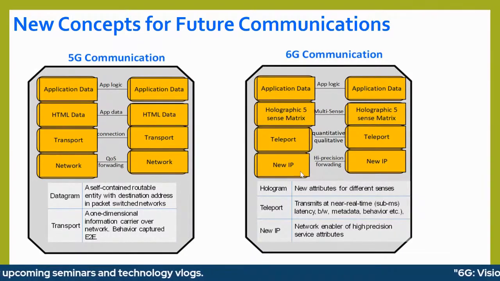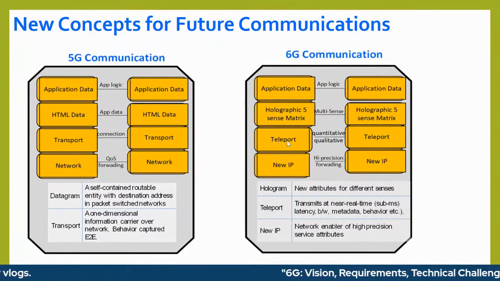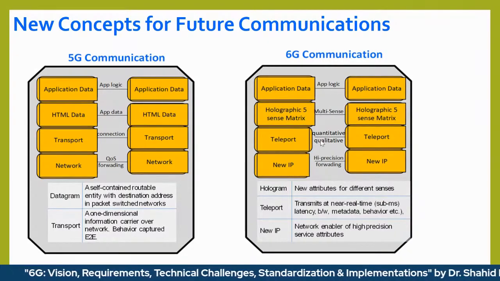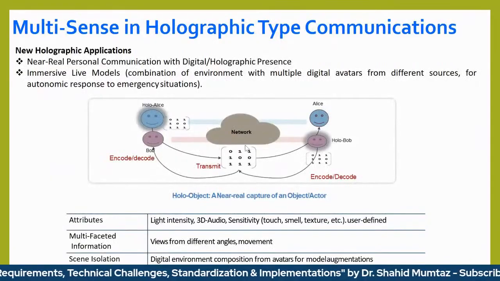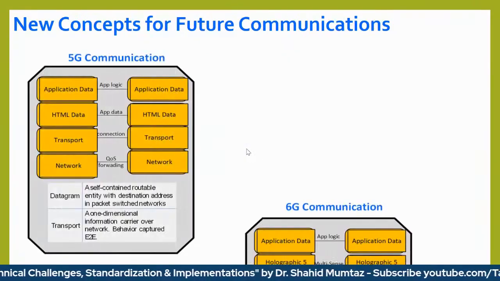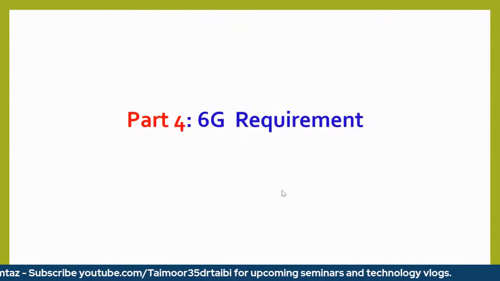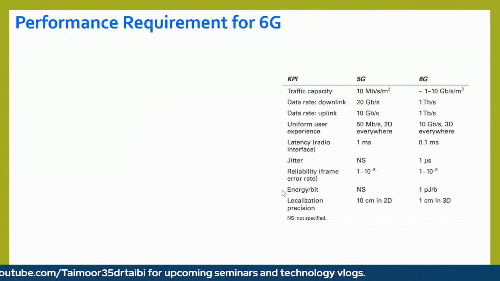Here we have a total of new IP addresses, which I am going to talk about in a later slide. Teleports I already explained to you, qualitative. You need 5 matrices in your multi-senses, because here you need to create the metrics of this to transmit. And then you need the application data on the logic layer. So we need a new IP address, transport, and the hologram thing. So what are the requirements here?